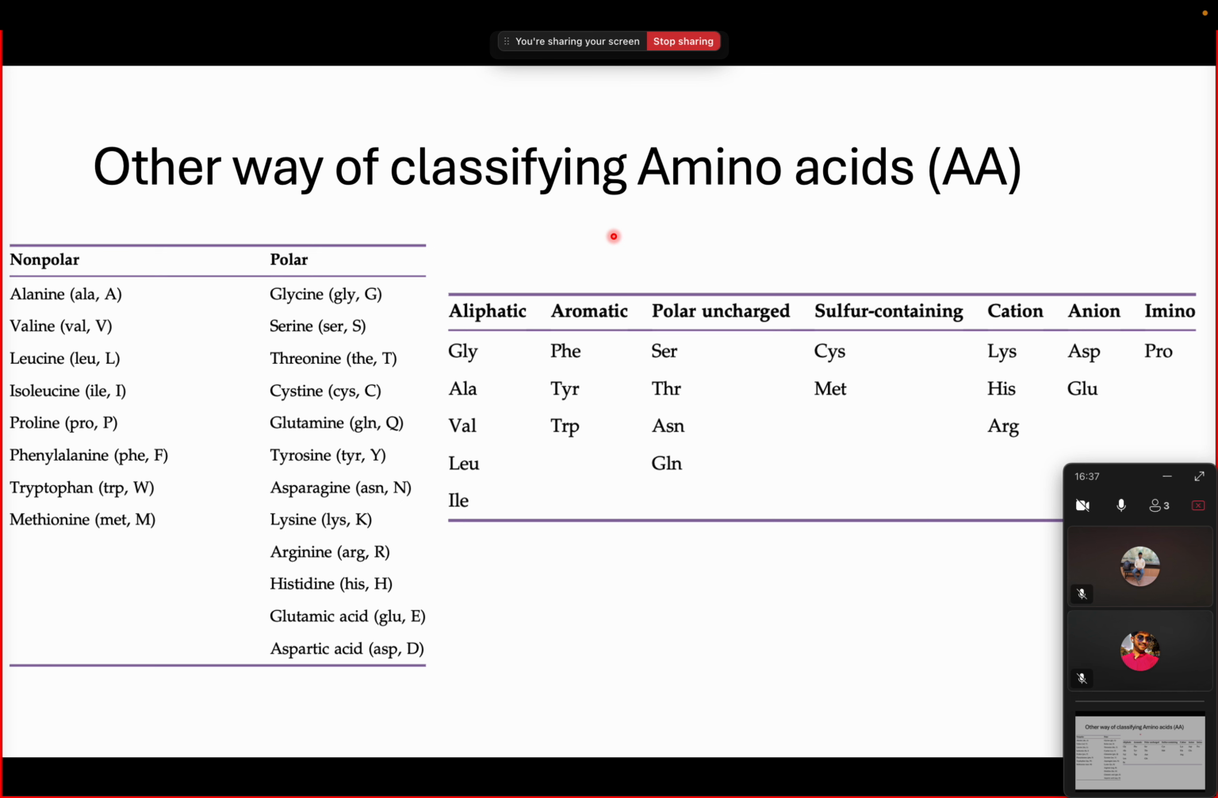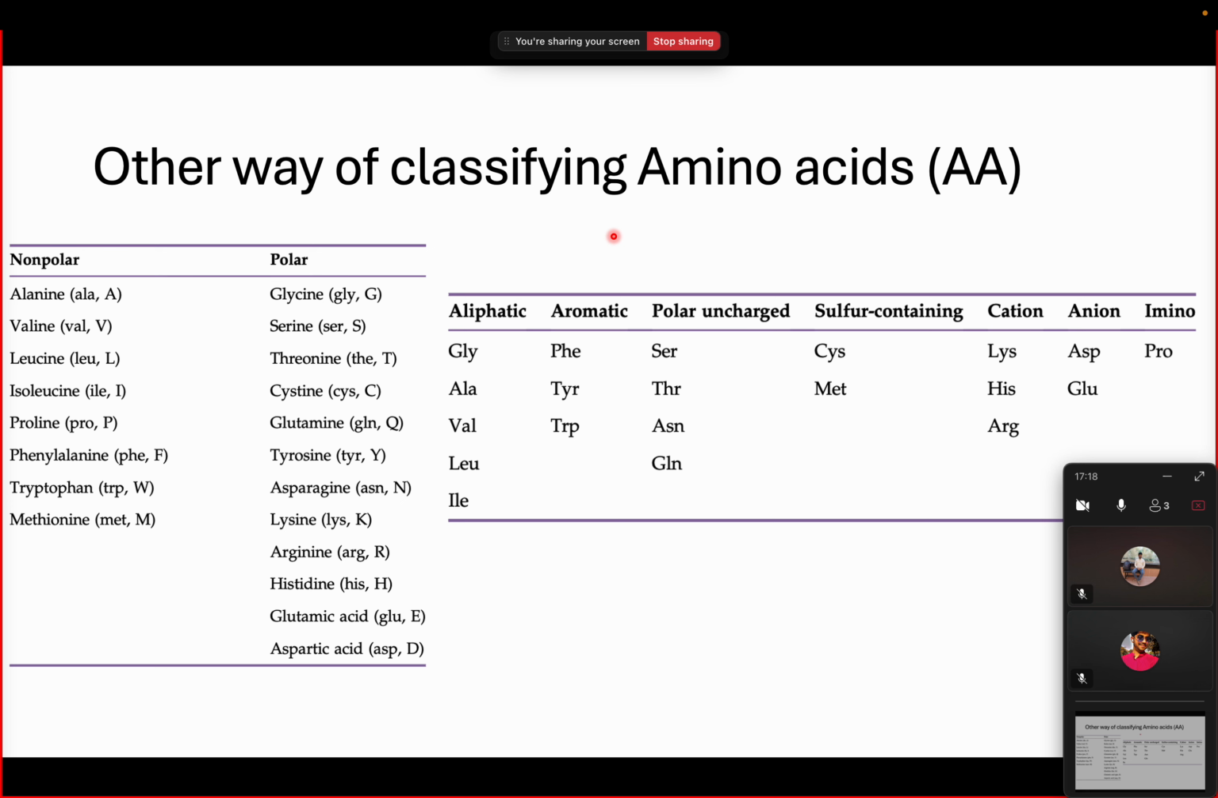They can be aliphatic if the side chain is of aliphatic nature, aromatic, polar uncharged, sulfur containing, cation, anion and imino. So aliphatic will be glycine, alanine, valine, leucine and isoleucine. Aromatic amino acids will be phenylalanine, tyrosine and tryptophan. Polar uncharged will be serine, threonine, asparagine and glutamine. Sulfur containing will be cysteine and methionine. Only 2 are sulfur containing. This is important to remember, that in the biological system only 2 amino acids have sulfur in them, cysteine and methionine.